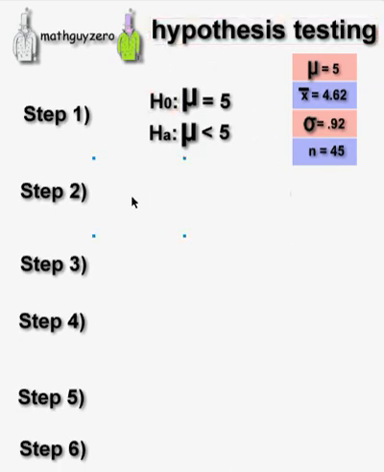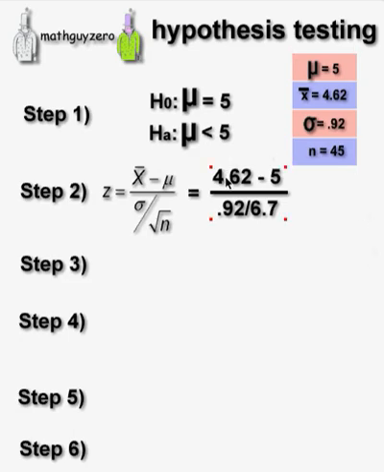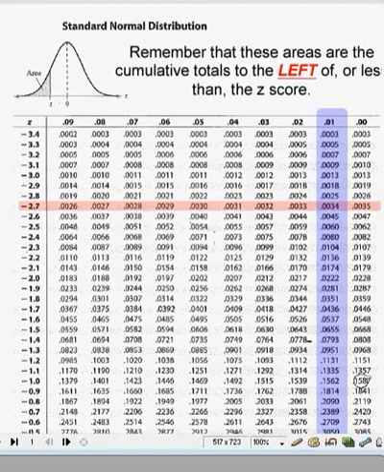Step 2 is find your z-test score using the standardized formula. Let's plug in the values we know. Sample mean minus the population mean divided by the rest of that stuff. It's going to give us a z-score of negative 2.71. So let's use our z-tables and look up the value for a z-score of negative 2.71.